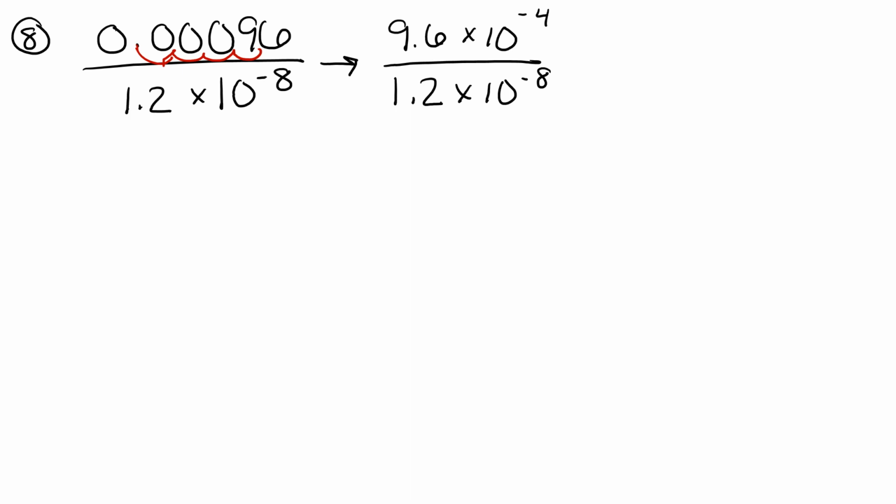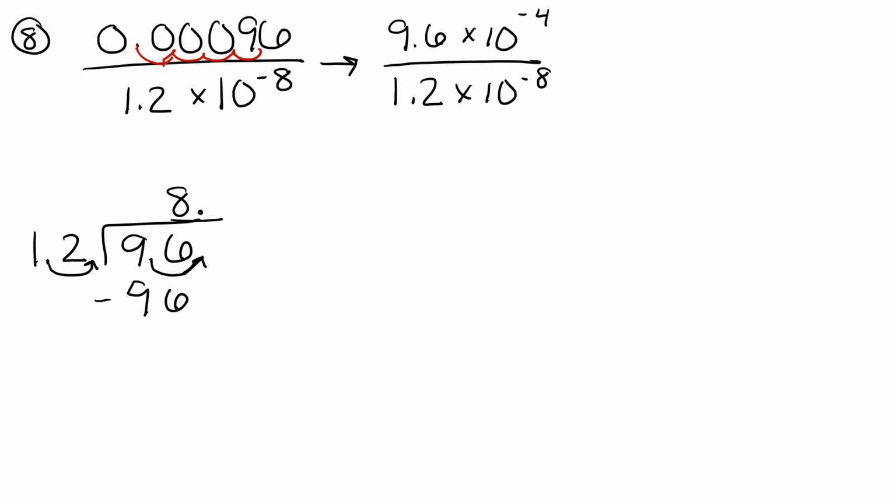Now we can go ahead and set up our division problem. When you're dividing decimals, you cannot have a decimal in the divisor, so we can go ahead and move that over one place to make that 12, and we move it over the same amount of time to make that 96. 12 can go into 96 8 times. 8 times 12 is 96. Subtract and we get 0.